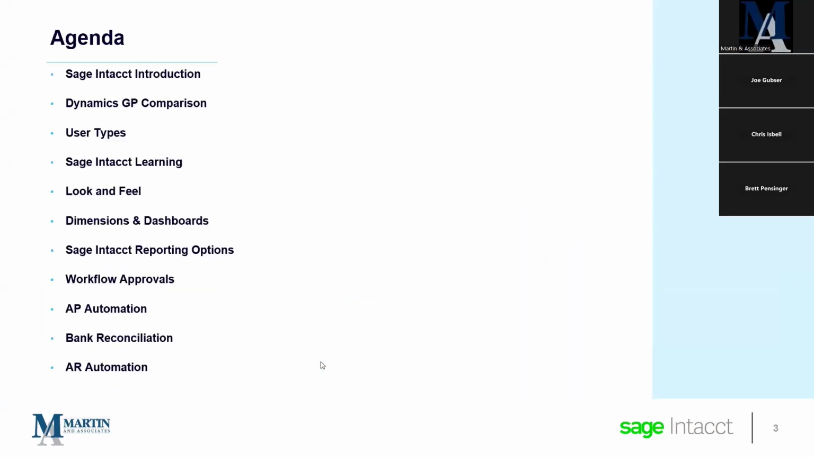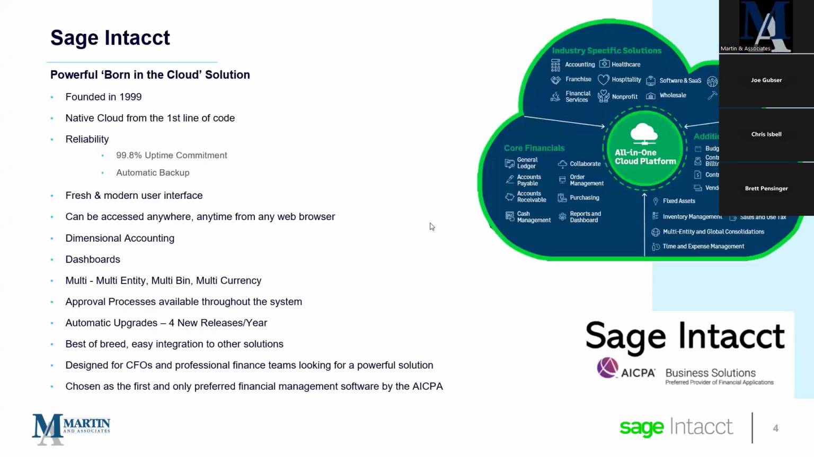Quick agenda about what we're going to cover today. We're going to do a brief introduction on the Sage Intacct product. We're going to do some Dynamics GP comparison, talk about some user types, Sage Intacct learning a little bit, the look and feel, dimensions, and dashboards. We're going to talk about the reporting options that Sage Intacct provides. We'll talk about workflow approvals. We'll talk about some automation processes when we get into the AP automation, the bank reconciliation, and the AR automation out there.